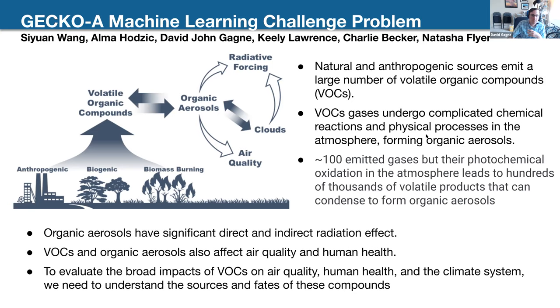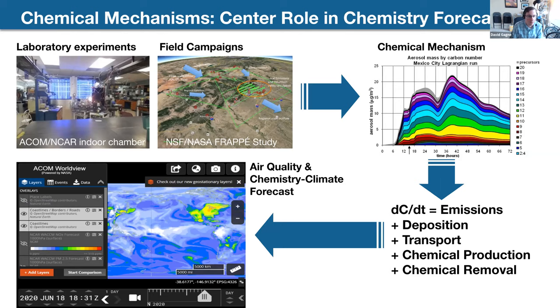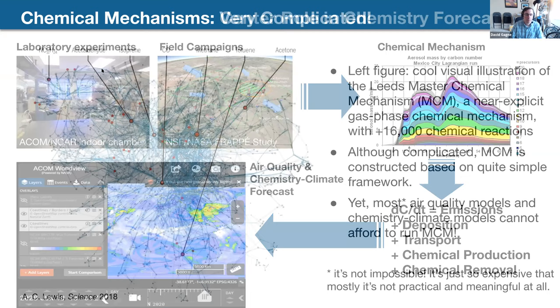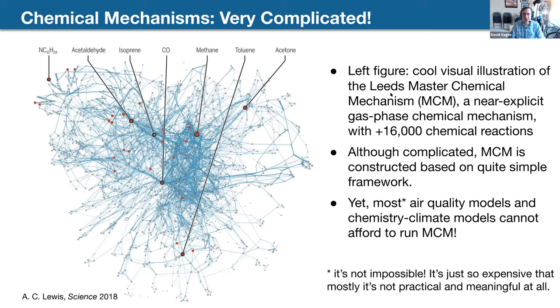So currently the way this is done, I shouldn't say we, because I'm not an atmospheric chemist, but atmospheric chemistry collaborators on this project perform laboratory experiments, conduct field campaigns, and then they also run air quality and chemistry climate forecasts with numerical models that use a much more simplified chemistry model equation. But the true chemistry is extremely complicated. The left figure is a cool visual illustration of the Leeds Master Chemical Mechanism, a near explicit gas phase chemical mechanism with 16,000 chemical reactions. Although it's complicated, the MCM is constructed based on a quite simple framework, yet most air quality models and chemistry climate models cannot even afford to run this MCM.